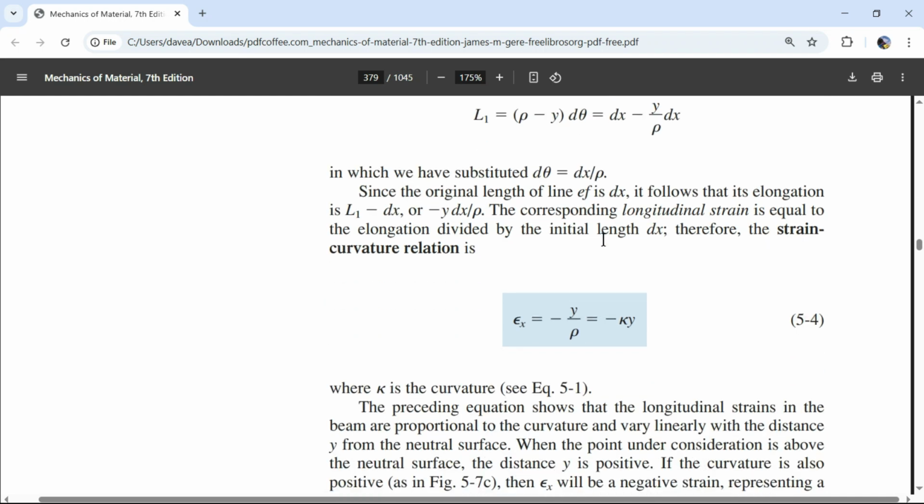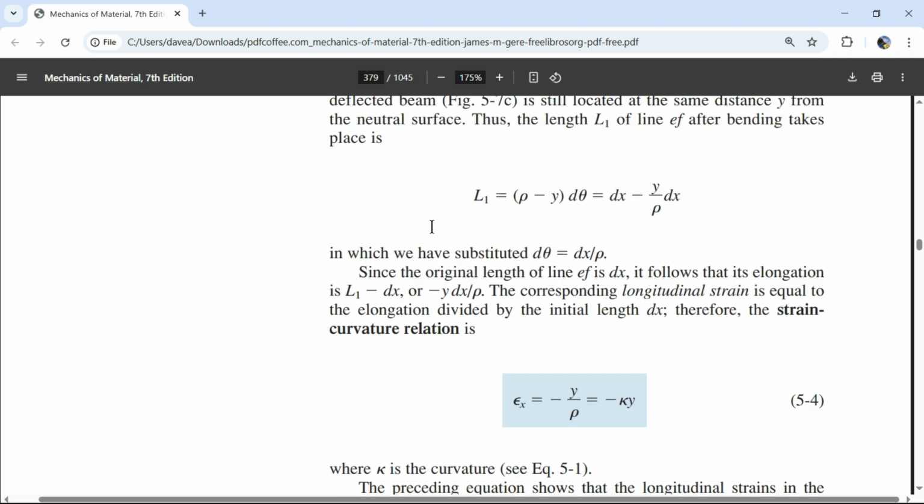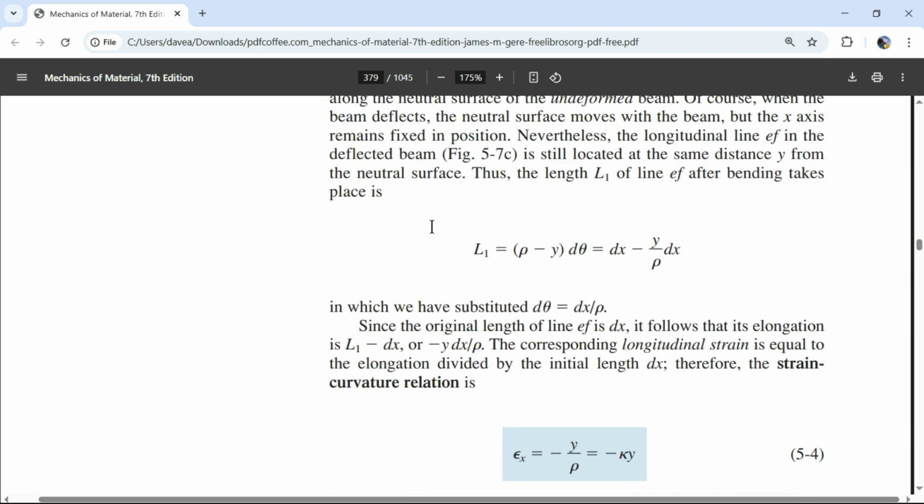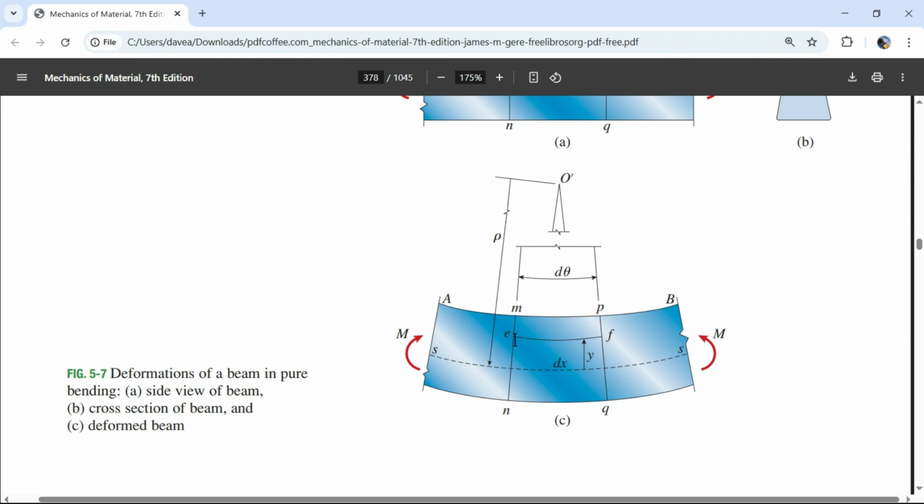All right, so since the original length of the line EF is dx, it follows that the elongation is L1 minus dx. So now we're going back up to here. We want to know how much this elongates. And we're using the term elongation for shortening and lengthening. And so this for sure shortens, so we're going to have a negative elongation. And we know the length of this line from that equation that we got.